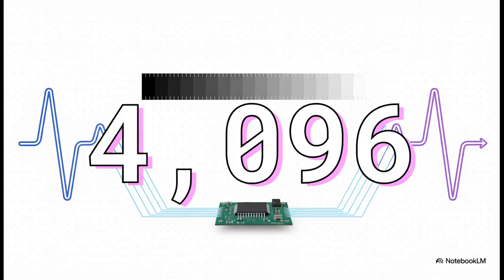So what's with this number, 4096? Well, this tells us just how precise the DarkLight's ADC is. It's a 12-bit converter, which means it can tell the difference between 4096 different voltage levels. It's not just seeing on and off, it's seeing 4094 distinct steps in between. That allows for some seriously fine measurements.